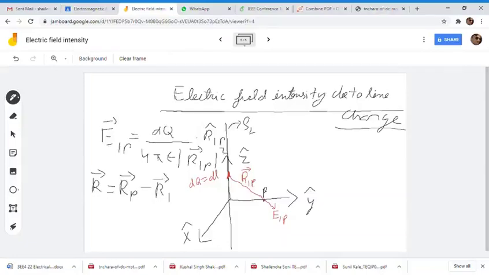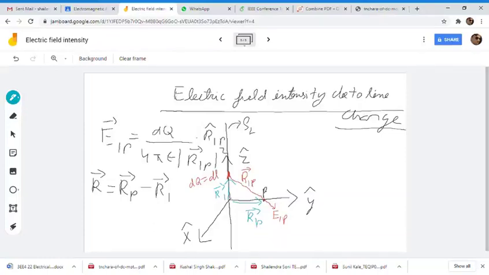R1 is the position vector of this dq charge. Here we can show the distance vectors. So this is your vector R1 and this is your vector RP. Okay, so to determine vector RP you need to define these positions.